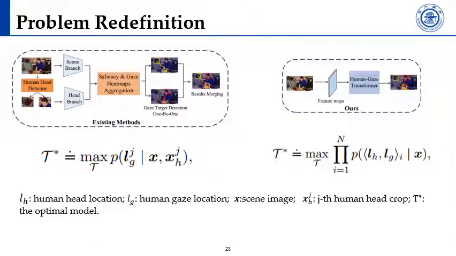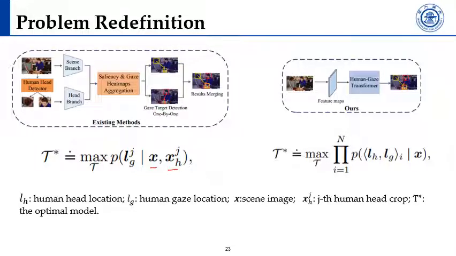Based on this idea, we need to redefine the problem. Previous methods detect the gaze target of each human one by one. So the formulation is like this. The T is the gaze detection module. Previously, the problem is to maximize the probability of the gaze target location given the image X and also the head crop image.